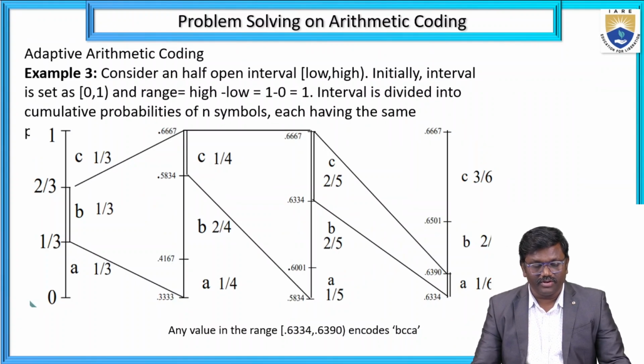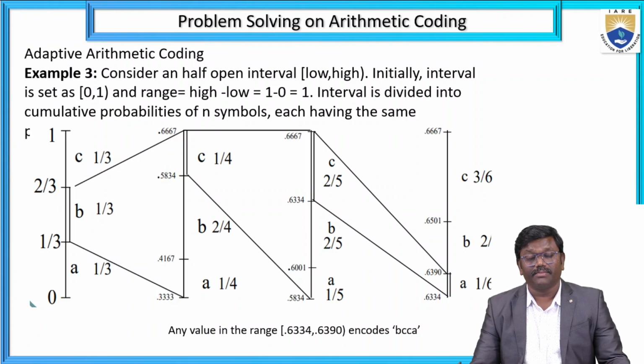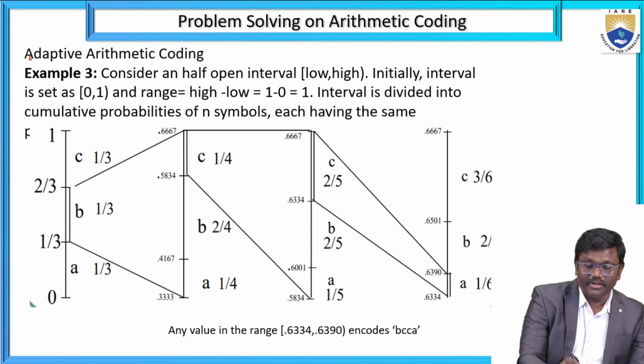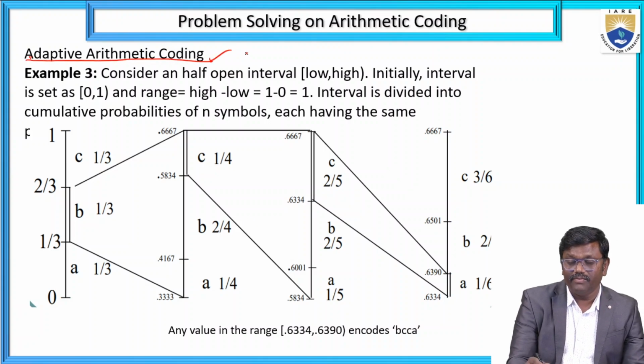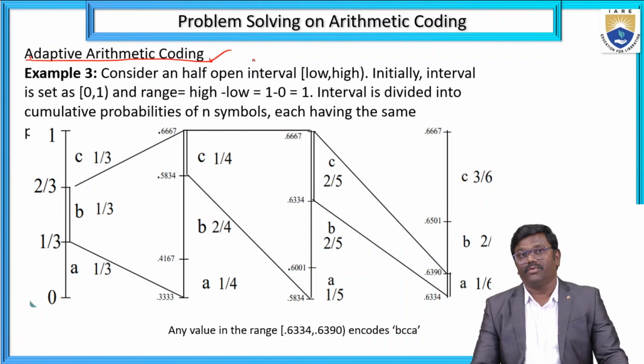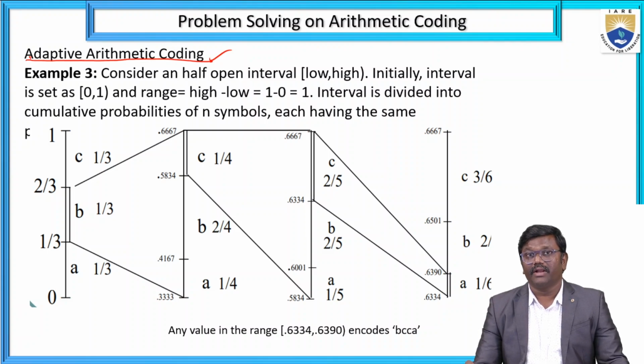Similarly, we are going to consider other examples under adaptive arithmetic coding. The previous one was a static arithmetic coding example, whereas right now we are concentrating on adaptive arithmetic coding. So let me read example 3 under arithmetic coding.